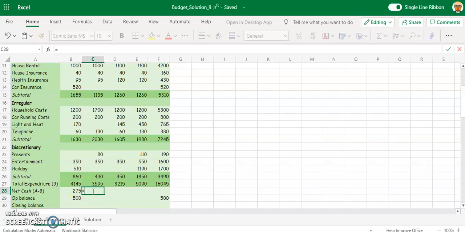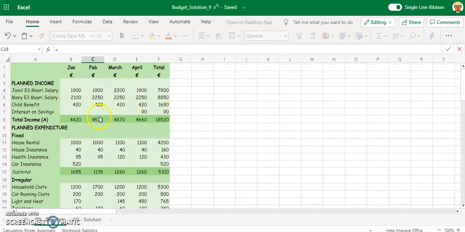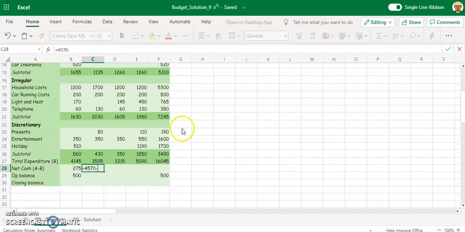Now we do the same for February. So we find the income for February, which is 4,570. So 4,570 minus our expenditure for February, which is 3,595. So in your calculators, you'll have 4,570 minus 3,595. So in February, the amount of money you have left over is 975.